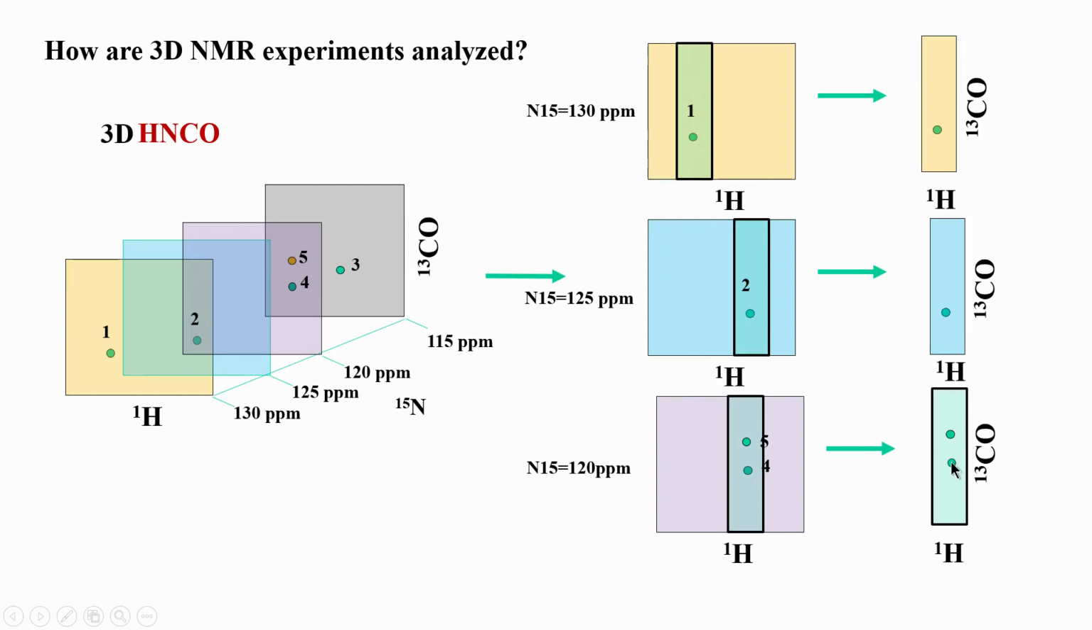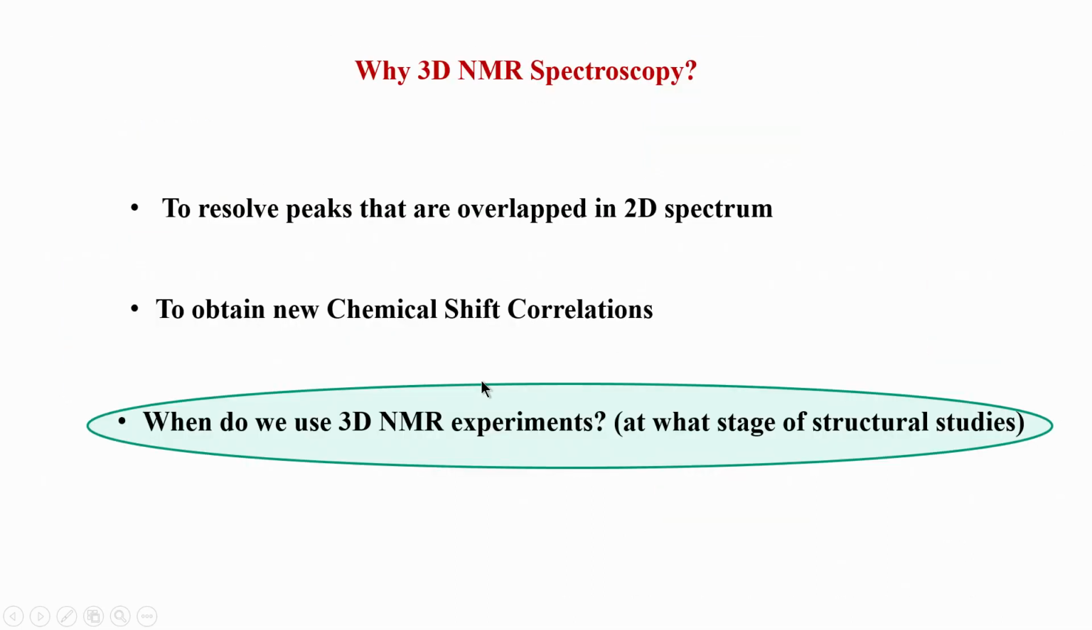So, this is how we analyze 3D NMR experiments, by looking at the strip plots and looking at the slices along the third dimension or one of the dimensions. Peak 3 here is not shown, but will be similar to the others. I have not shown it because of space restriction, but you can imagine it will also have a strip looking similar to the other peaks.